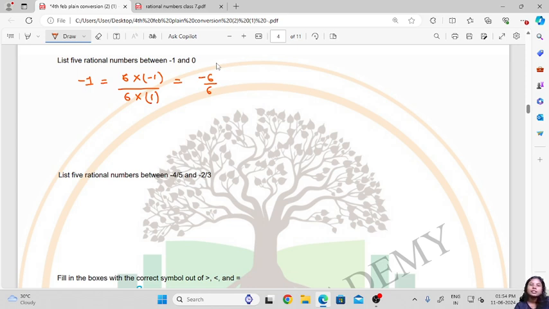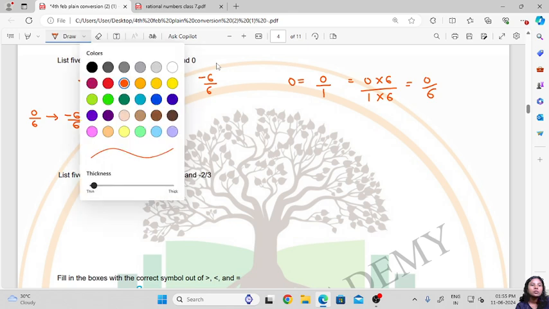And then say I have 0, so I can write maybe 0 upon 1, so that will give me 0 into 6 upon 1 into 6, so I'll get 0 upon 6. If I do further, we know 0 by 6 will be 0. So now the in between rational numbers will be very easy here. So we have numbers from 0 to minus 6 upon 6.